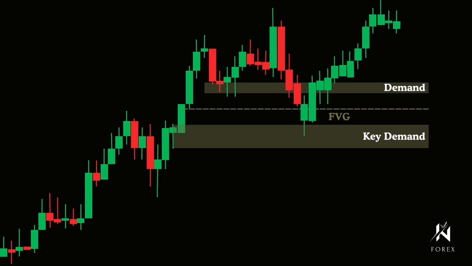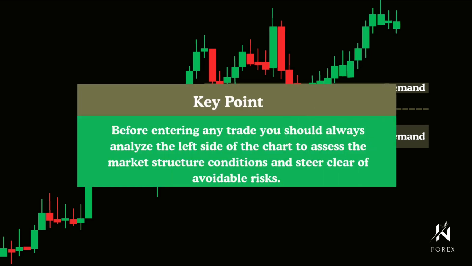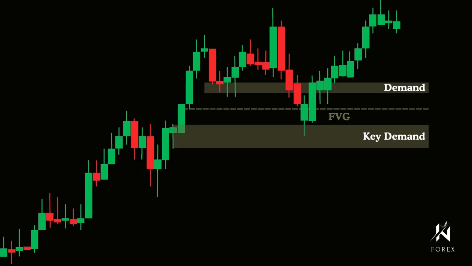So here's a key takeaway: before entering any trade, you should always analyze the left side of the chart to assess the market structure conditions and steer clear of avoidable risks. When this type of setup appears, there's a greater likelihood the move is simply a liquidity grab and not an actual trend reversal. This scenario reinforces the strength of our order block zone, making it a prime opportunity for a long entry.